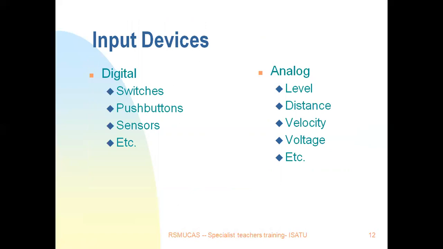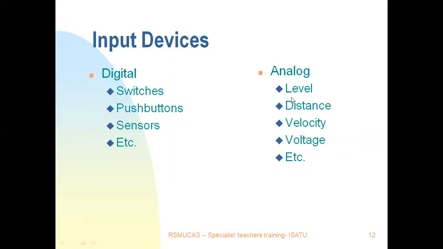Usually, a PLC is provided with inputs, and here are examples of your input devices. We have classified these into digital and analog. For digital inputs, we have switches, push buttons, and sensors. Usually, we produce voltage for this, in either of two states, either on or off, because digital talks about on or off, 1 or 0, true or false.